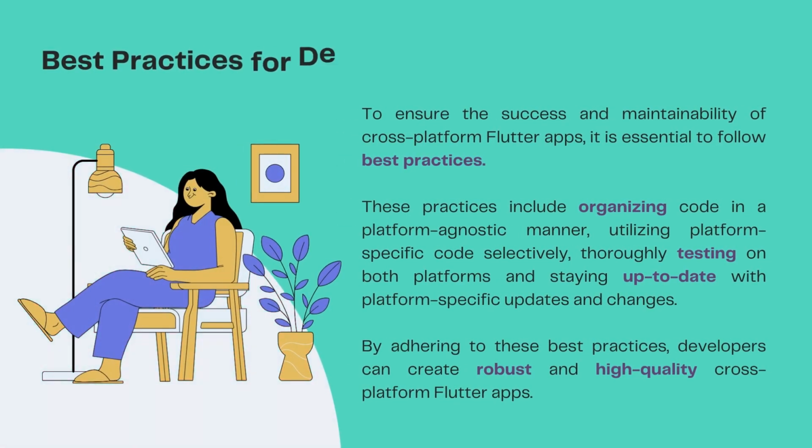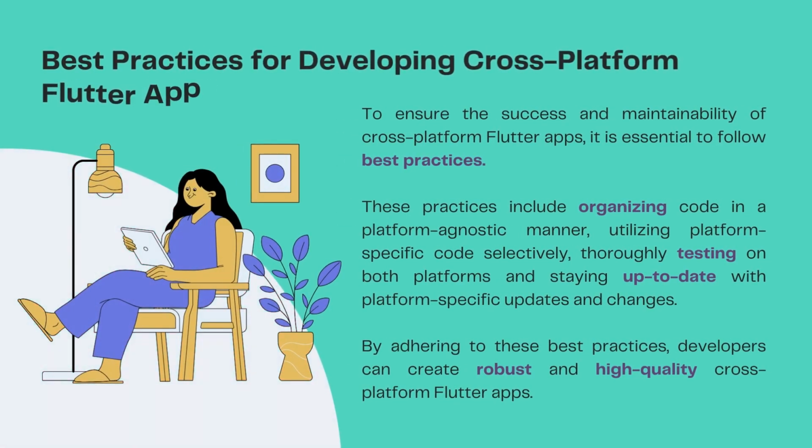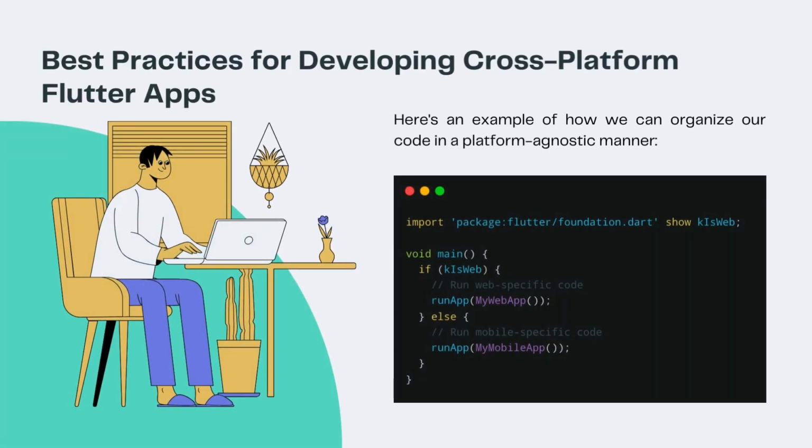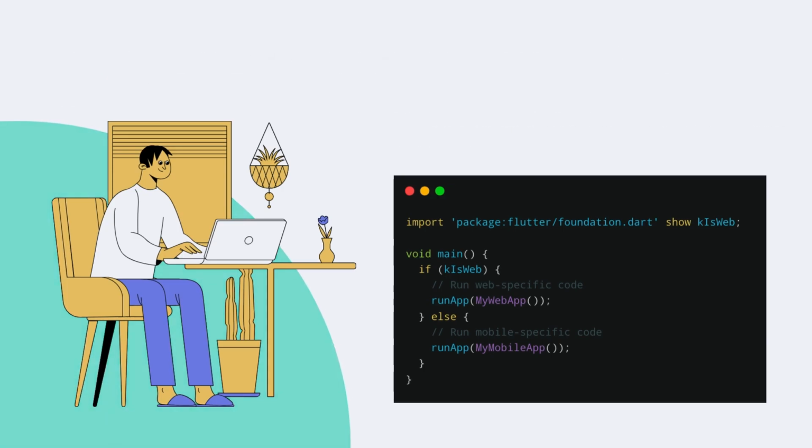Best practices for developing cross-platform Flutter apps. To ensure the success and maintainability of cross-platform Flutter apps, it is essential to follow best practices. These practices include organizing code in a platform-agnostic manner, utilizing platform-specific code selectively, thoroughly testing on both platforms, and staying up to date with platform-specific updates and changes. By adhering to these best practices, developers can create robust and high-quality cross-platform Flutter apps. Here's an example of how we can organize our code in a platform-agnostic manner.